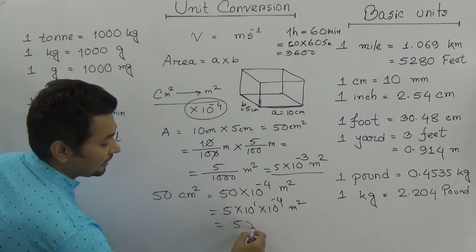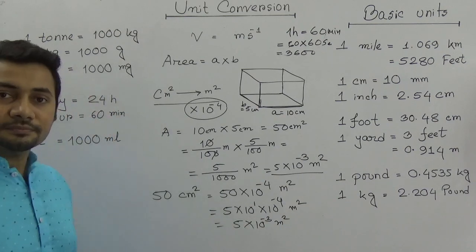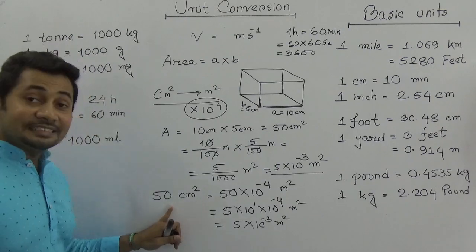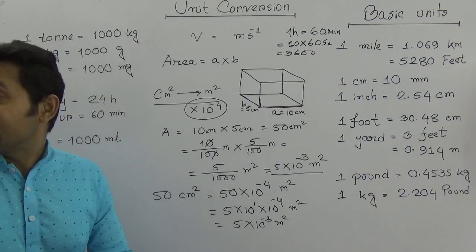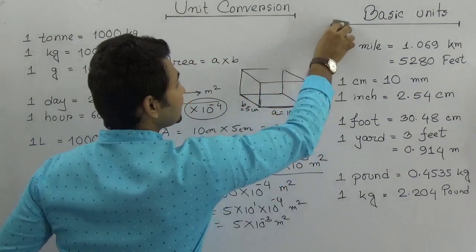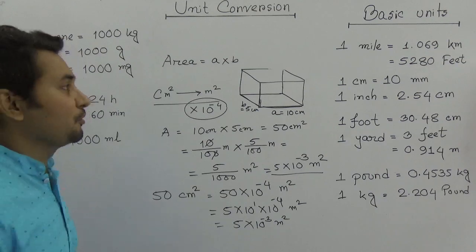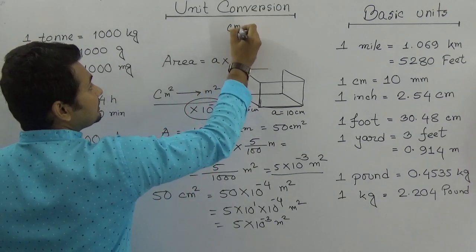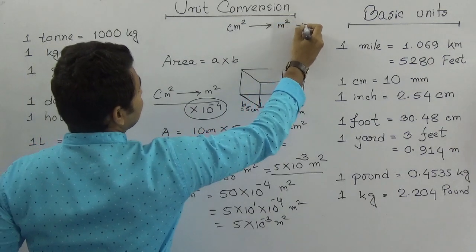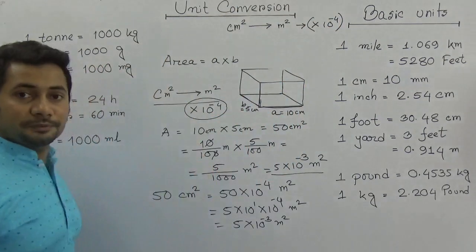That is 5 times 10 to the power minus 3 meter square. You got it? I hope that whenever you get centimeter square and you need to convert it into meter square, just multiply by 10 to the power minus 4. So centimeter square to meter square, you just multiply by 10 to the power minus 4.